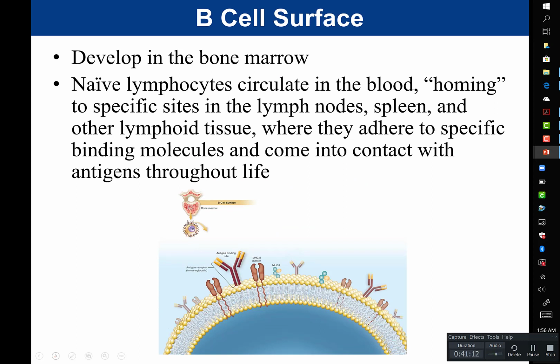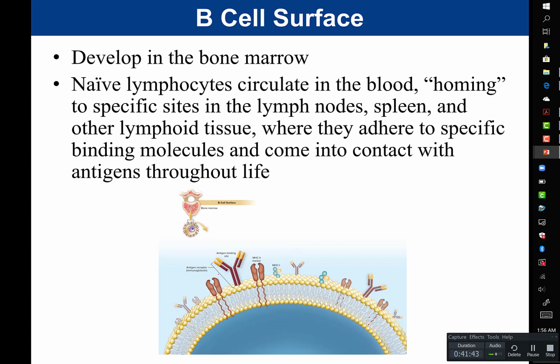Our B cell is going to develop in the bone marrow. Our naive lymphocytes circulate in the blood, homing to specific sites in the lymph nodes, spleen, and other lymphoid tissues, where they adhere to specific binding molecules and come into contact with antigens throughout life.